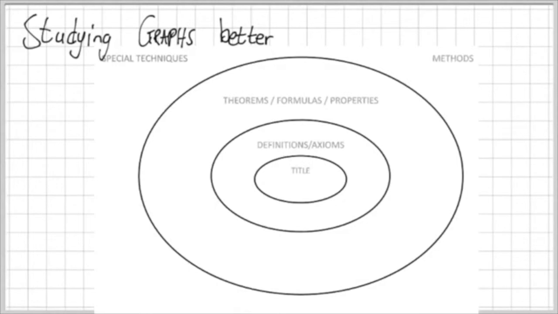Outside of definitions and axioms, we've got theorems, formulas, and properties. Now, those are the things you guys should focus on a lot. Not all you should focus on, but you mustn't forget about those. And then on the left of the screen, you'll see there are special techniques. On the right of the screen, you'll see there are methods. So what I'm going to do is I want to dig into parabolas and make a summary of this. So on one page, you can see everything you need to know about parabolas.